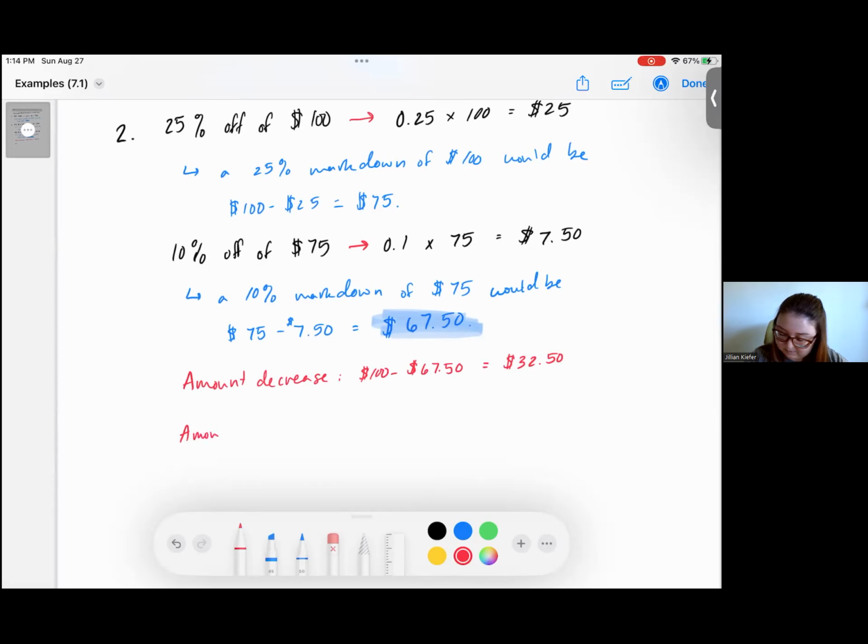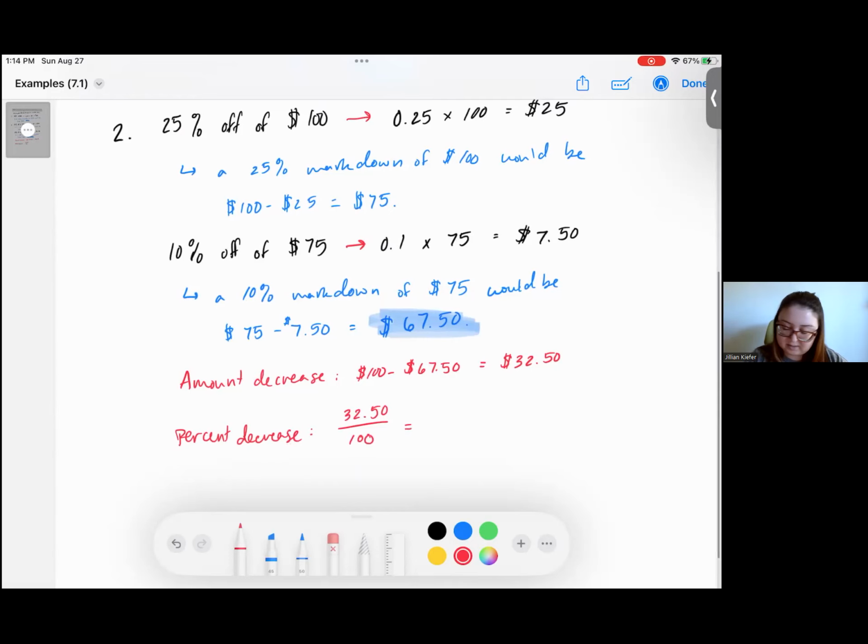So the percent decrease would be $32.50 divided by 100, the original amount. And this gives us the value of 32.5%. So having 25% off and then an additional 10% off was really 32.5% off, not 35% off.